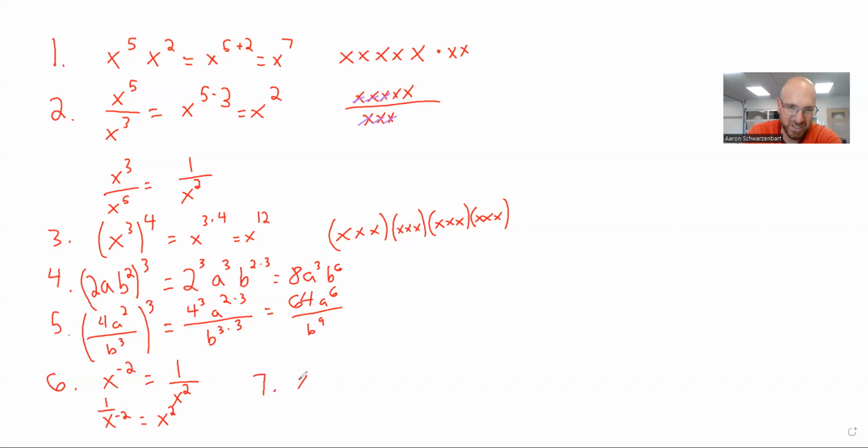And finally, rule number 7. Anything to the 0 power is 1. Okay, that's kind of our 7 rules of exponents. I'm going to do a couple more examples where we're going to apply them, and I'm going to keep them on the same page so we can look at all our rules. So problem number 1.